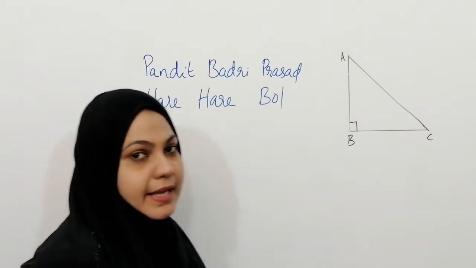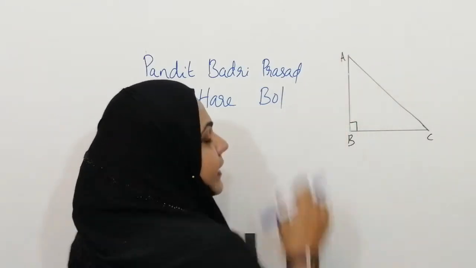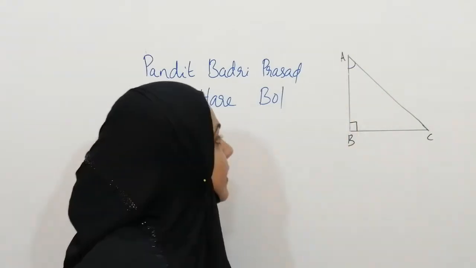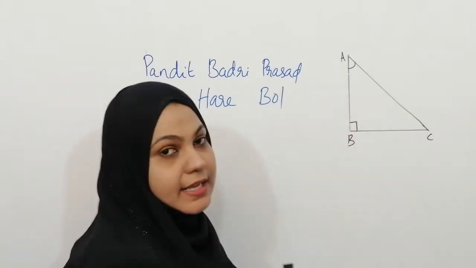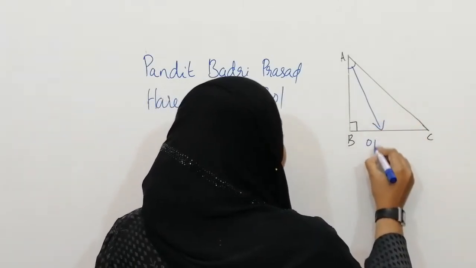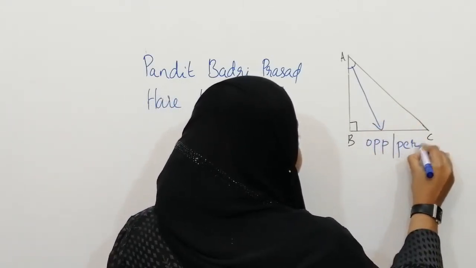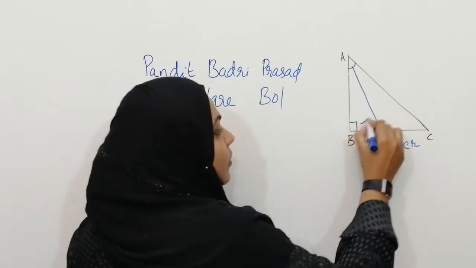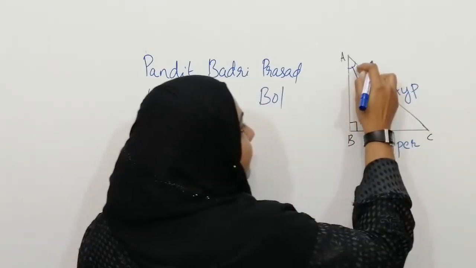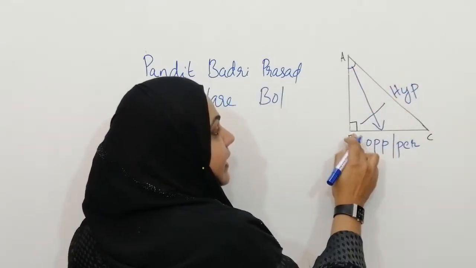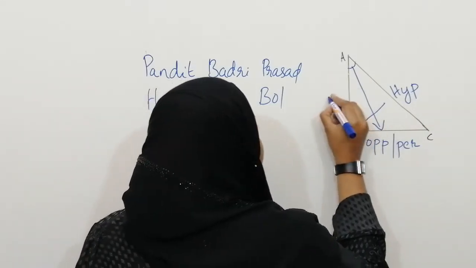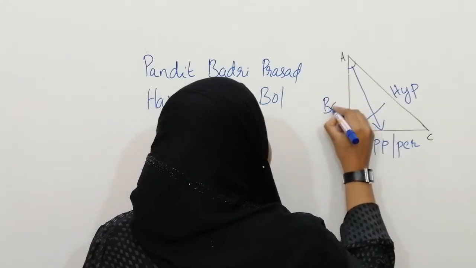We have already explained according to angle A. So now I am taking this angle A as my reference angle. According to this angle A, the side opposite to angle A is opposite or perpendicular. Similarly, the side opposite to the 90 degree angle is called the hypotenuse. The side which contains the 90 degree angle and the reference angle is called base or adjacent.